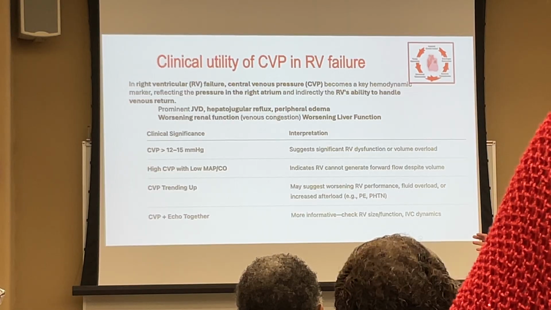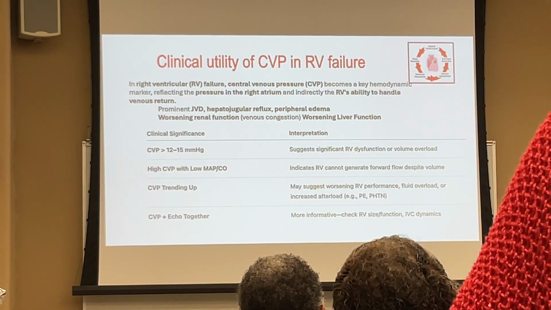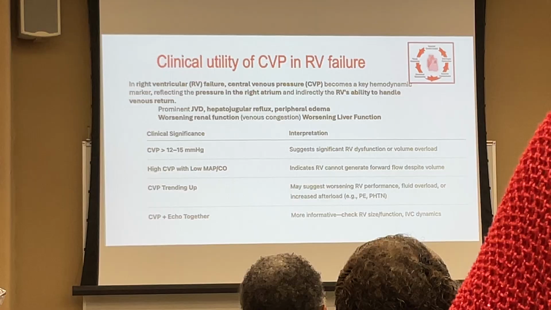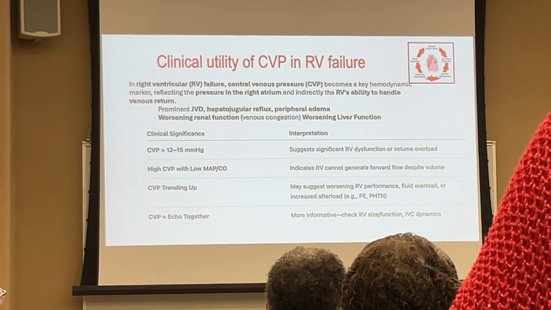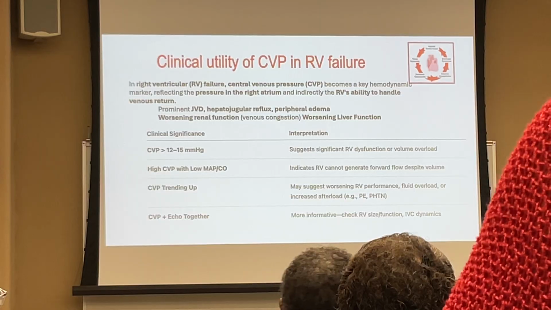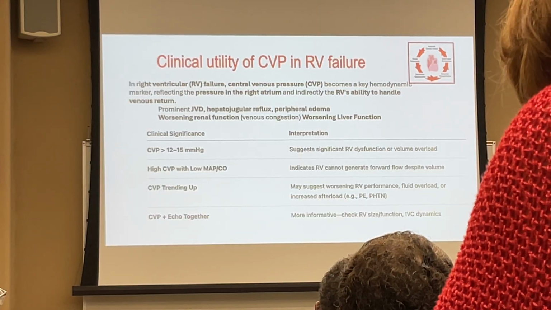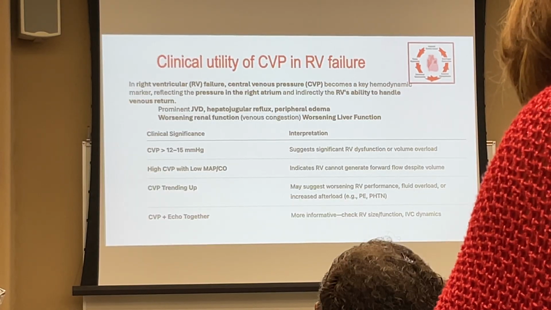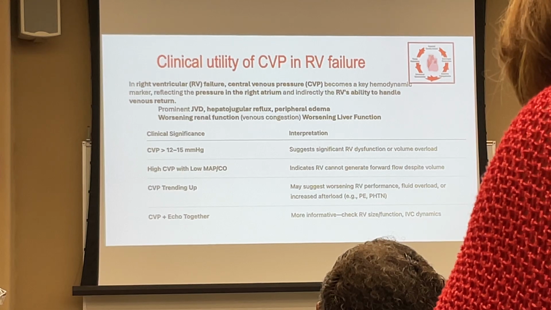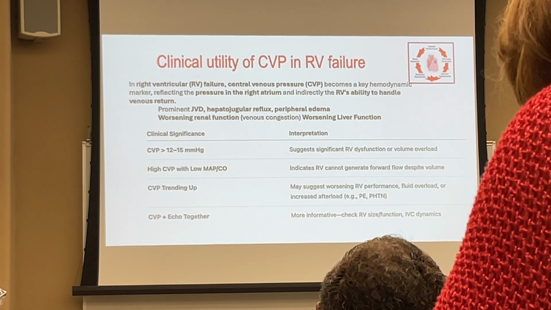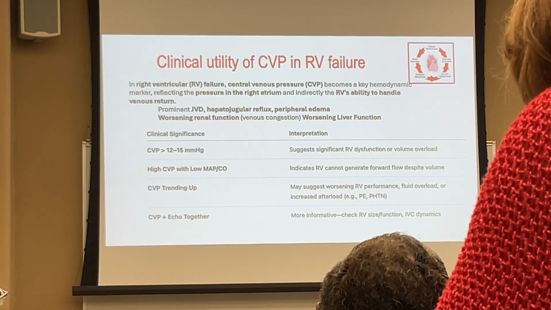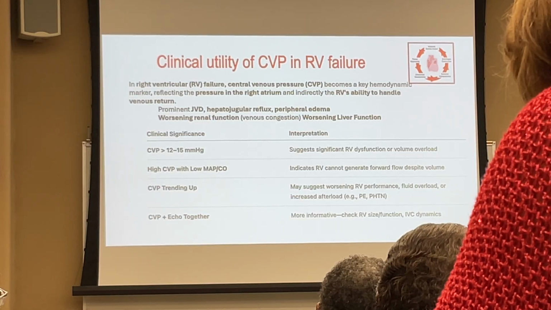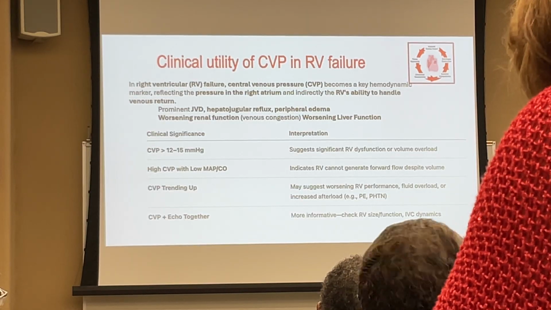So high CVP with a low MAP indicates that your right ventricle cannot generate forward flow. That's really important. High CVP, low MAP. Okay? And as your CVP trends upwards, typically that indicates worsening RV performance. So the thing is, CVP is great, POCUS is great, but you really need an echo. Echo is the gold standard for evaluation of the heart, and we really want an echo.